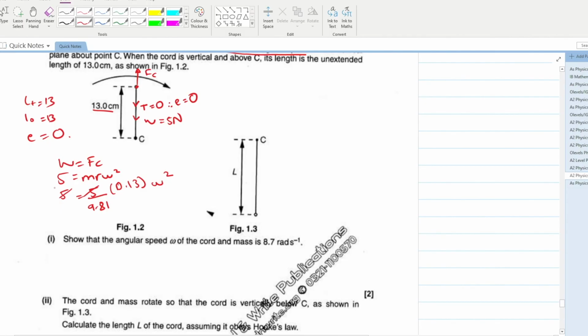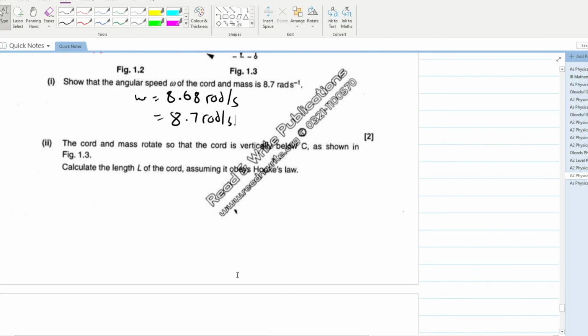5 and 5 will get cancelled out. 9.81 divided by 0.13, अंडर रूट में डालो इस आंसर को. W comes out to be what? W comes out to be 8.68 radians per second, which is exactly equal to 8.7 radians per second. Simple as that. Let's move on to part 2.